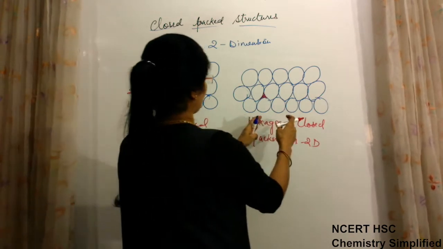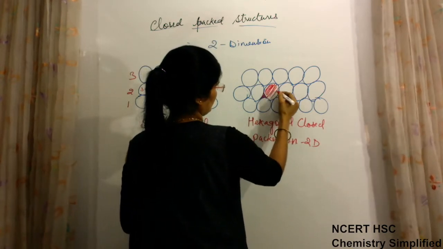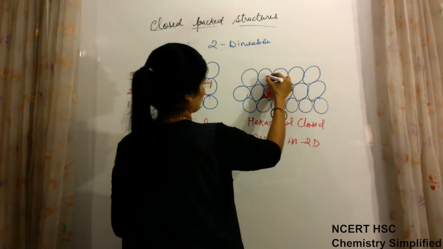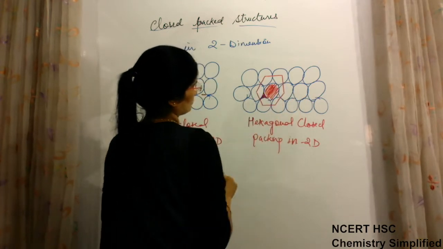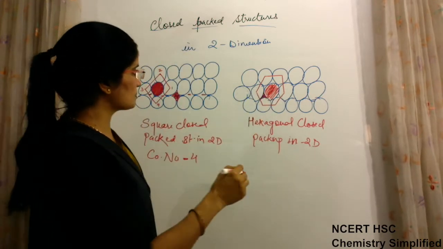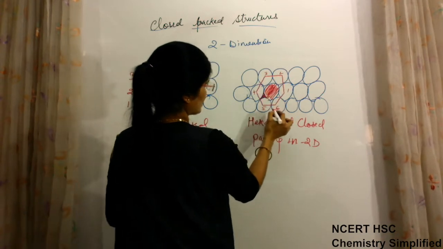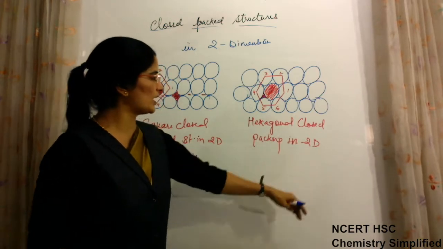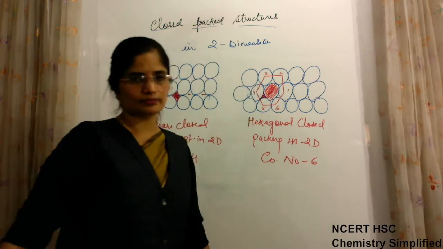Now we come to this side. Any particle we will select. Let us take this particle. Now if we see this particle which is present here, this particle has its boundary touched to 6 particles. 1, 2, 3, 4, 5 and 6. So when hexagonal close packing is done in 2 dimension, the coordination number is 6. Clear?